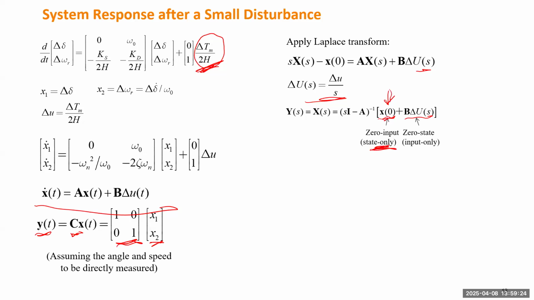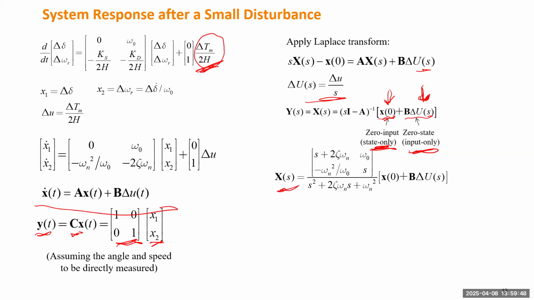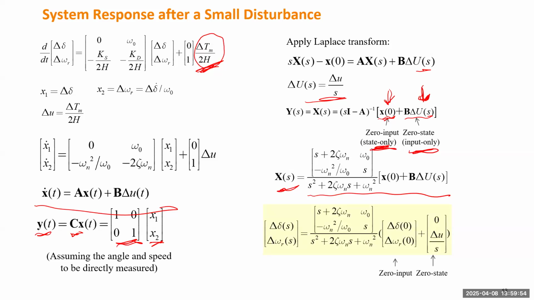If the initial state is exactly at a stable equilibrium point, but we give it some input step function, that will be a zero state or input only response. But if you have an initial state not at equilibrium and also have non-zero input, you will have both, right? The response will be more complex. So next we can solve the state variable in the frequency domain. We translate it back to the original state variable, so we have the formula for angle and speed response in the frequency domain.